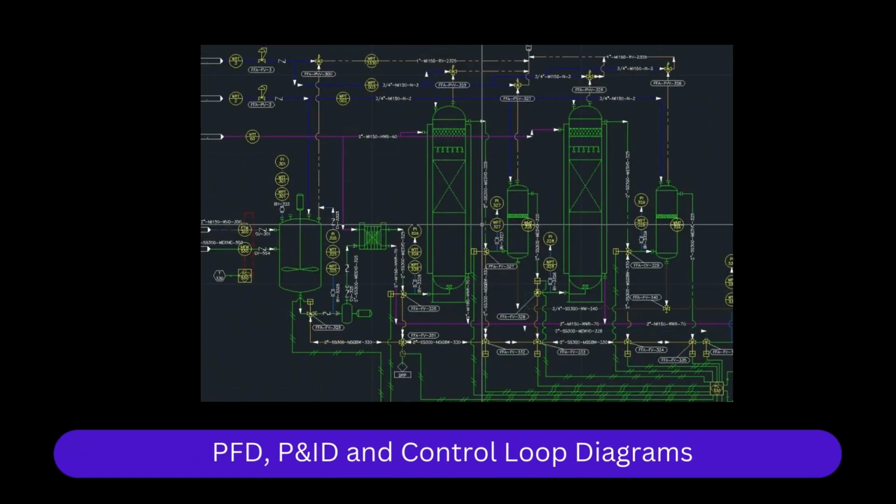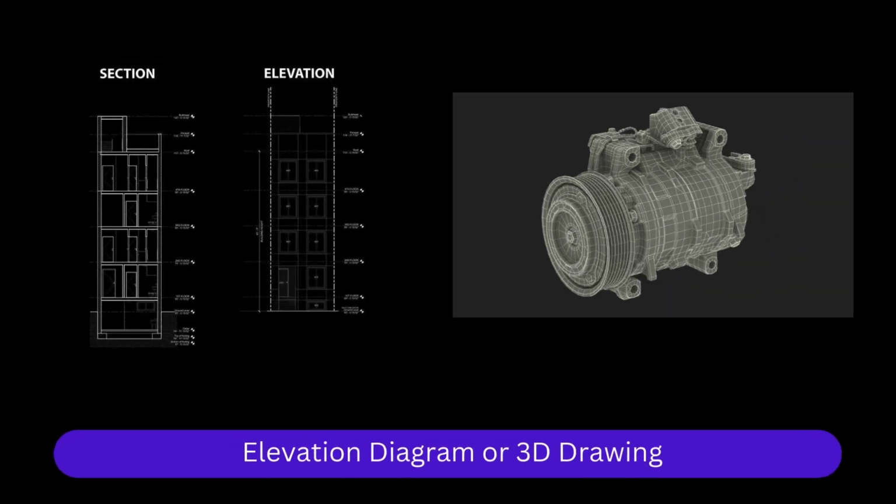Well, the answer will be there's no unique solution. It really depends on the best fit for your needs. If you're working a lot with control process, well, maybe process flow diagrams and of course the process and instrumentation diagrams and control loop diagrams are going to help you the most. If you maybe want to learn more about the location of the facility, the dimensions, the sizing, well, elevation diagrams may be the best fit for you.